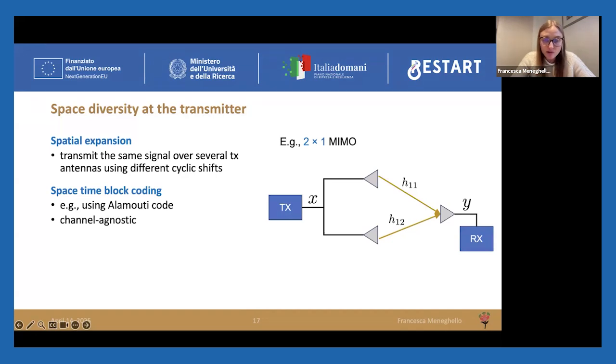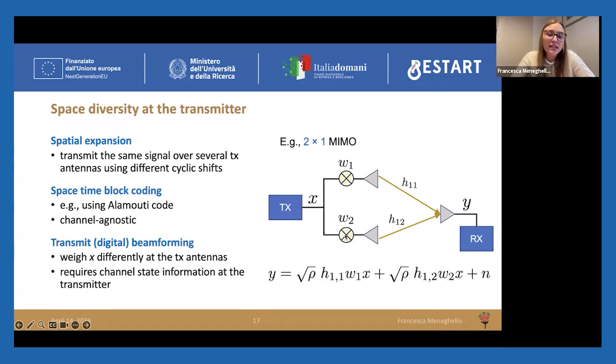But we can also do better than this if we know the channel here. If we have some information about the way the signal propagates from the transmitter to the receiver, we can use this information in order to properly modify the transmitted signal before transmitting it through the different antennas and compensate for the channel impairments. And this is called transmit beamforming.